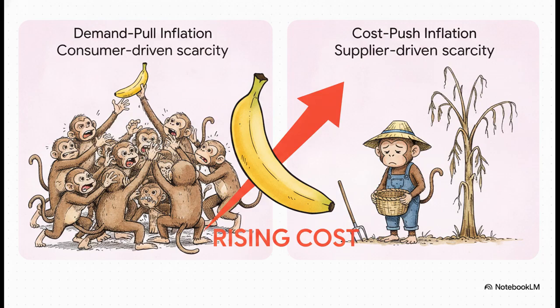Look at this. Demand pull inflation happens because consumer behavior changes, right? It's an entirely consumer-driven scarcity. On the flip side, cost push inflation happens because the supplier's constraints change, so it's a supplier-driven scarcity. It's two completely different paths that both lead to the exact same frustrating destination, bananas costing more leaves.